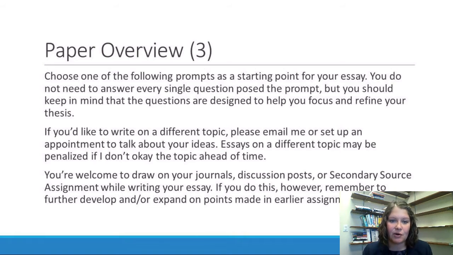Finally, you are welcome to draw on journals, discussion posts, or the secondary source assignment when you're writing your essay. I want you to be drawing on all the ideas that you've been developing and thinking about over the course of the semester. However, if you do this, remember that I want you to keep developing and expanding on these points, and not just copying and pasting what you've already written. If you do that, it's probably not going to be very well integrated into your paper.